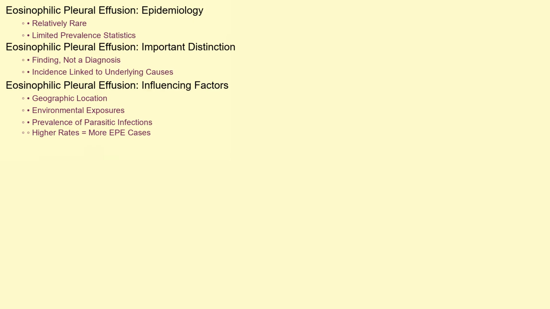For example, in parasitic infections, the parasite itself or its byproducts can directly stimulate eosinophil production and migration. In other cases, the trigger can be an allergic response or exposure to a substance like asbestos. This influx of fluid and cells, especially eosinophils, into the pleural space is what we detect as an eosinophilic pleural effusion. Epidemiologically, eosinophilic pleural effusion is relatively rare, and precise statistics on its prevalence are limited.